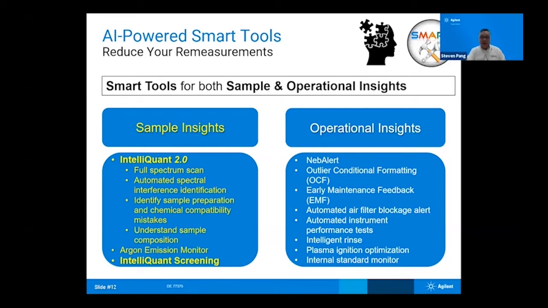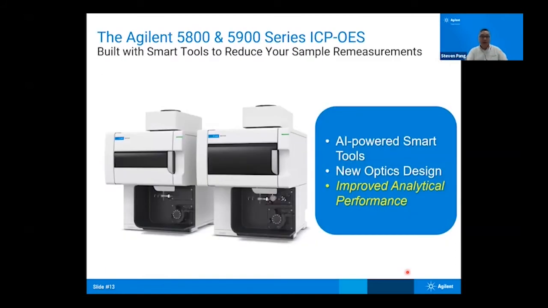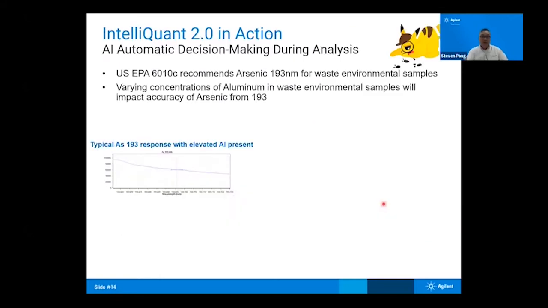Okay, so we also have an internal standard monitor that allows you to monitor the recovery of your internal standards. Okay, so these are some of the smart tools that were built into the system to assist you. So with that, the Agilent 5800 and 5900 series are our two flagship models for ICP-OES. The key terms is they have AI-powered smart tools that I've mentioned just now. There's a new optical design, which I'll share with you shortly, and all these have contributed to improved analytical performance.